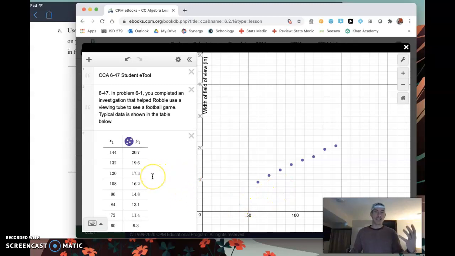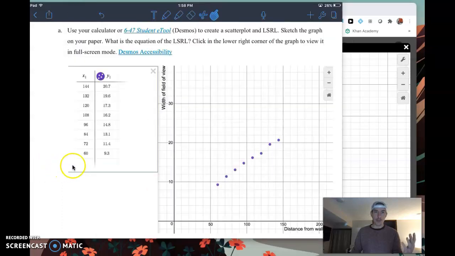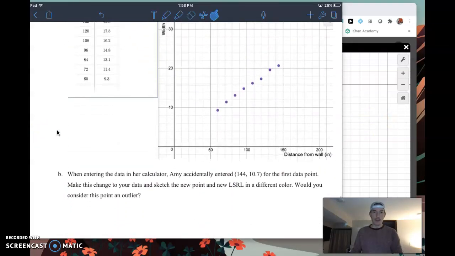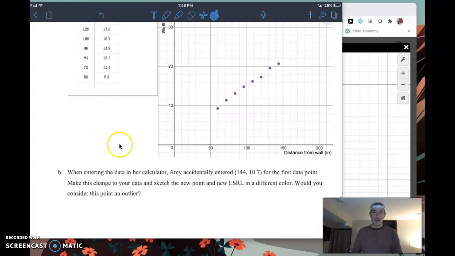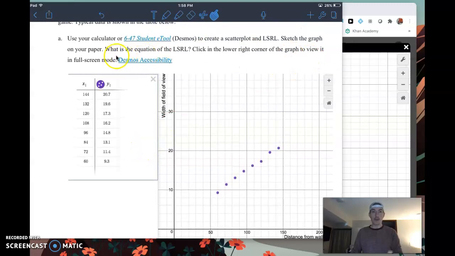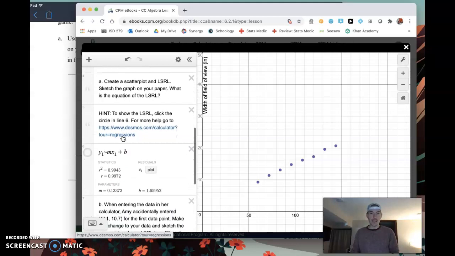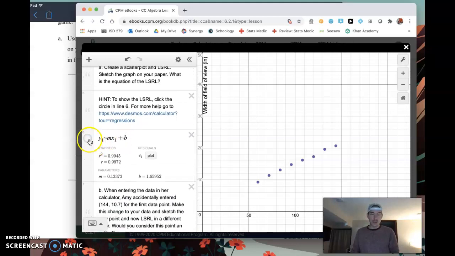Now check this out, because this is what the computer can do for us. I'm just going to read the directions. We've got that set up there, and the directions tell me when entering the data into the calculator, the first thing we want to do is sketch the graph on your paper and then write the equation of the LSRL, right? Like I said, we're going to use a computer to do this for the first time, and this is built into this Desmos e-tool. I'm going to scroll down, and it's got this circle under 6. Now, if it's not highlighted, it's not going to show up.